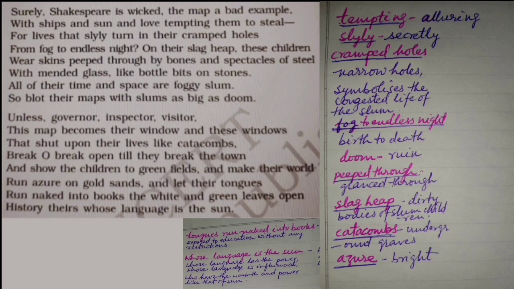So we have seen that in the third stanza, the poet has become aggressive. His tone has become aggressive, and he became rebellious, and he calls Shakespeare wicked and the map a bad example.